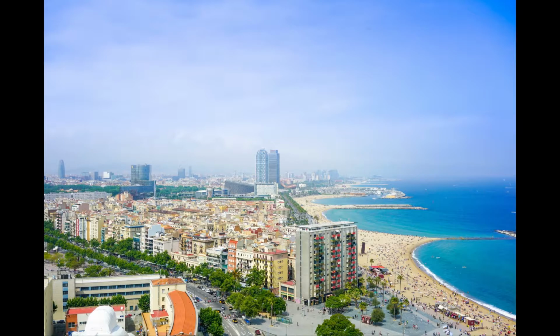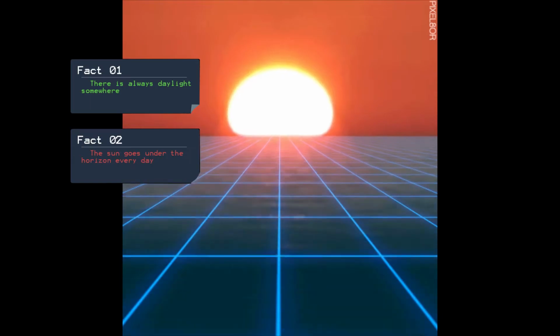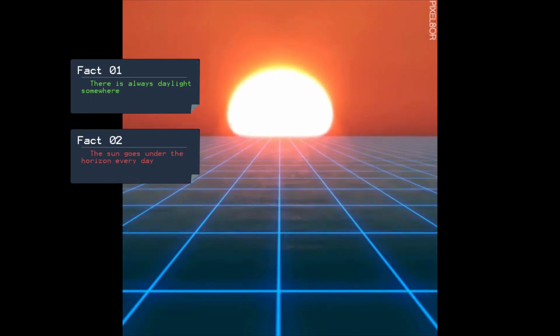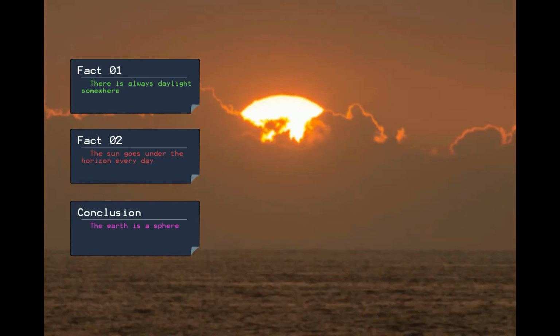So here's two things we know for sure about the world we live in. Number one, there's always daylight somewhere. And number two, when daylight stops, it's because the sun goes below the horizon. We see this every day. It's pretty easy to confirm.